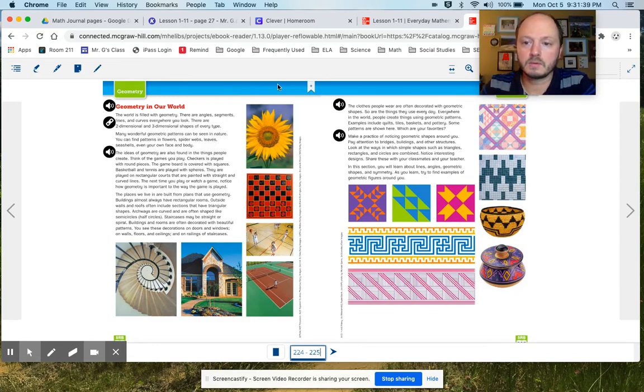Okay, so take a moment, read it, and think about a few spots that you might have seen geometry in our natural world, in our real world.